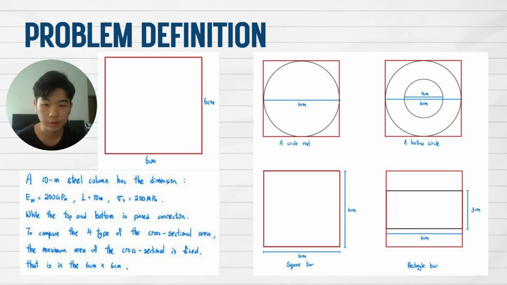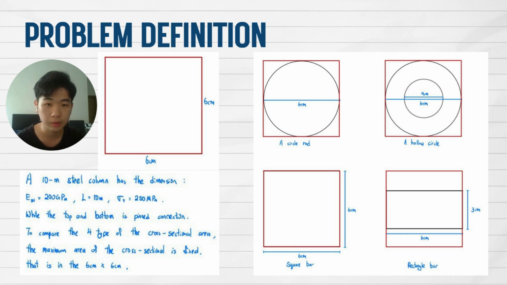My name is Mudawina. I present the problem definition part. In this project, we have a fixed column. Our steel column has a Young's modulus of 200 GPa, the length is 10 meters, and the yield strength is 250 megapascal, while the top and the bottom are pinned. To compare the four types of cross-sectional area, the maximum cross-sectional area is 6 cm times 6 cm.